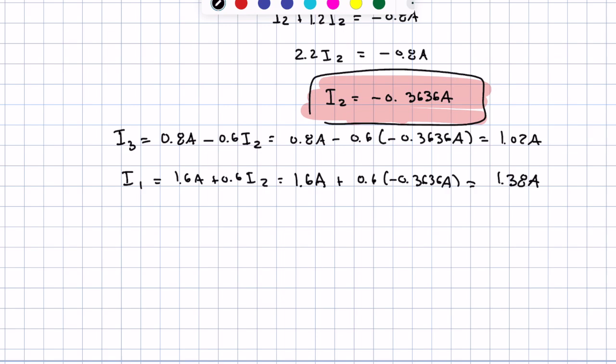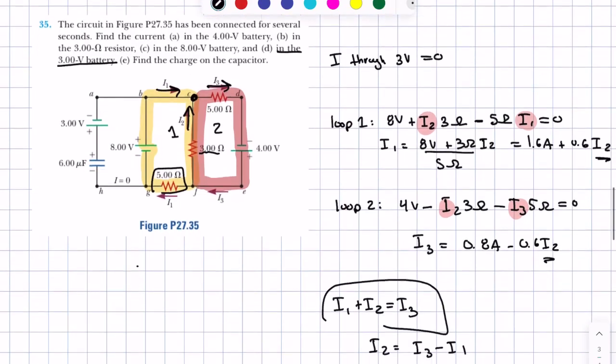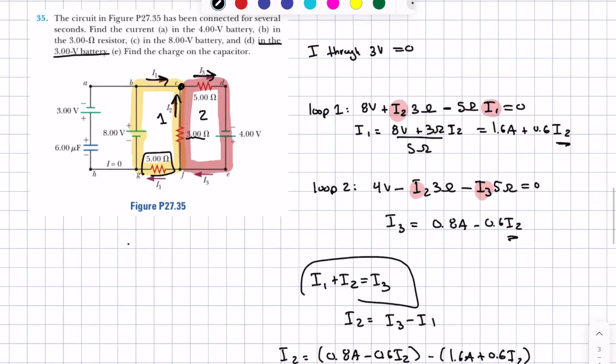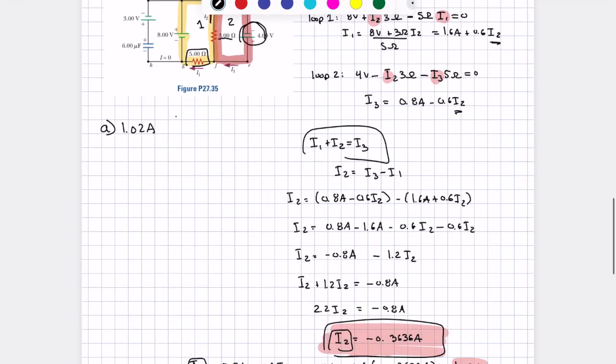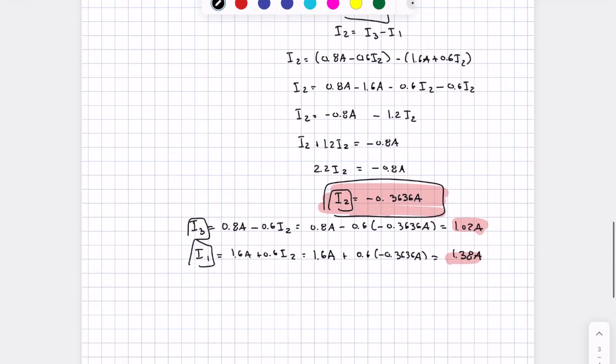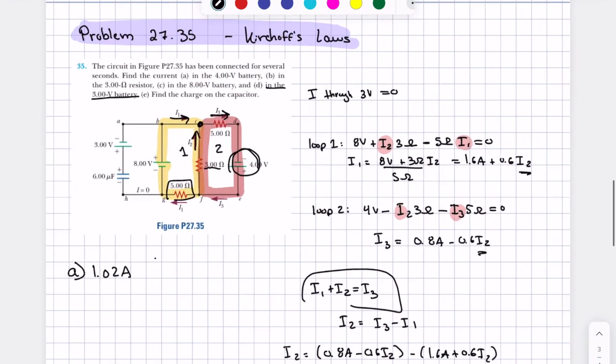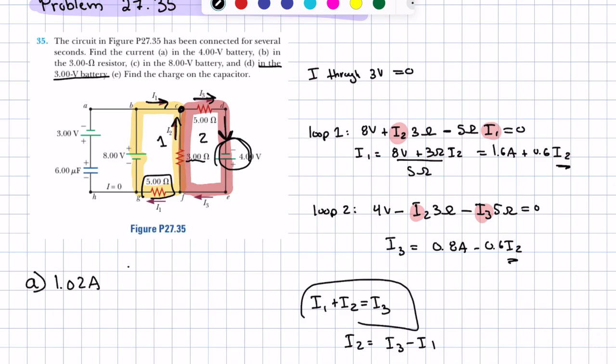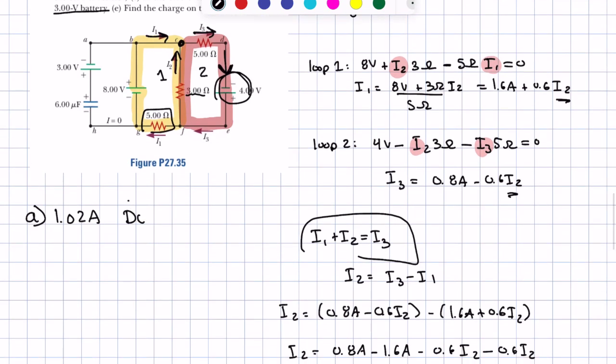All right, so then we know what I1 is, we know what I3 is, and we know what I2 is. To answer our question properly though, we need to go back here and say, okay, well, A said, what is the current in the 4-volt battery? I want to know what was the current here. The current here is I3, and we found that I3 was 1.02 amps. And where is it going? Well, it's going where we thought it was going, right? We have the number here, and originally we drew the line going like this. So that's right, and it's going down.